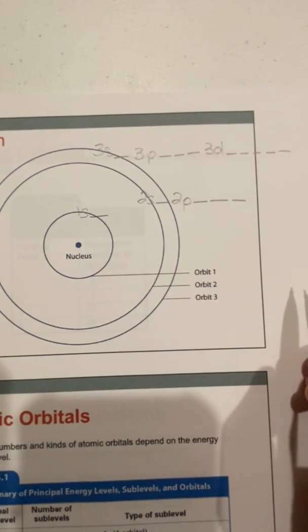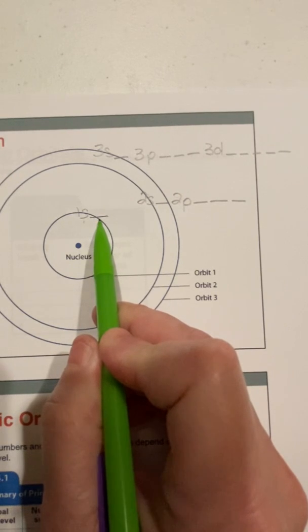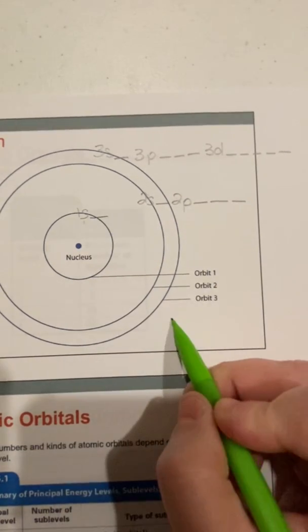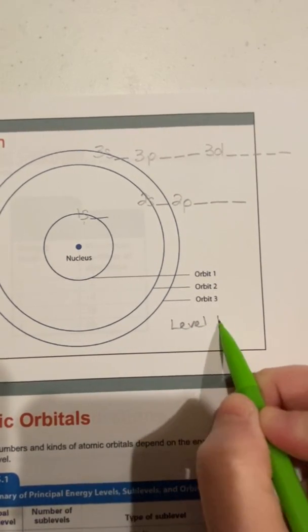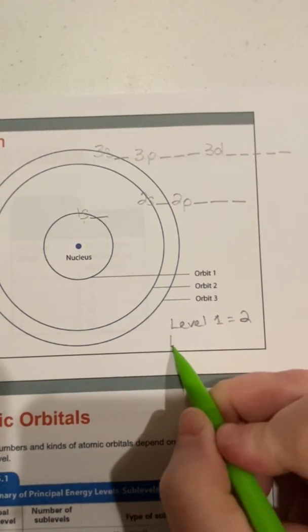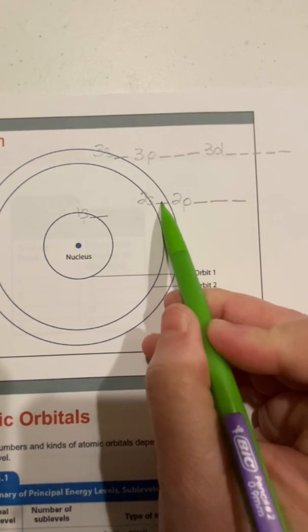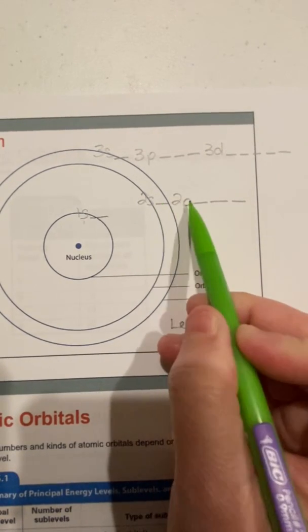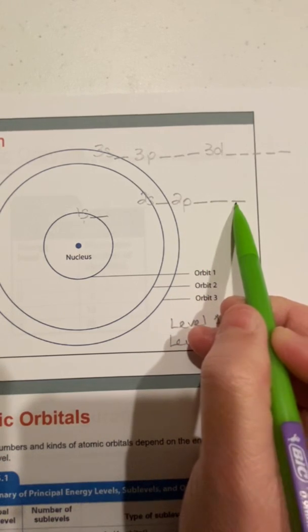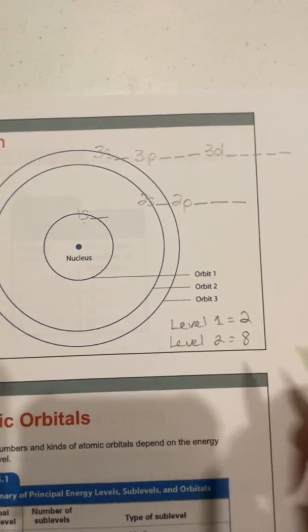So if you look at those orbitals, like 1s, it has 1 orbital, so level 1 can have a total of 2 electrons. Then when you move to level 2, there's an s orbital that can have 2 electrons, and there's a p orbital, which can have 6. So 6 plus 2, level 2 can have 8 electrons.